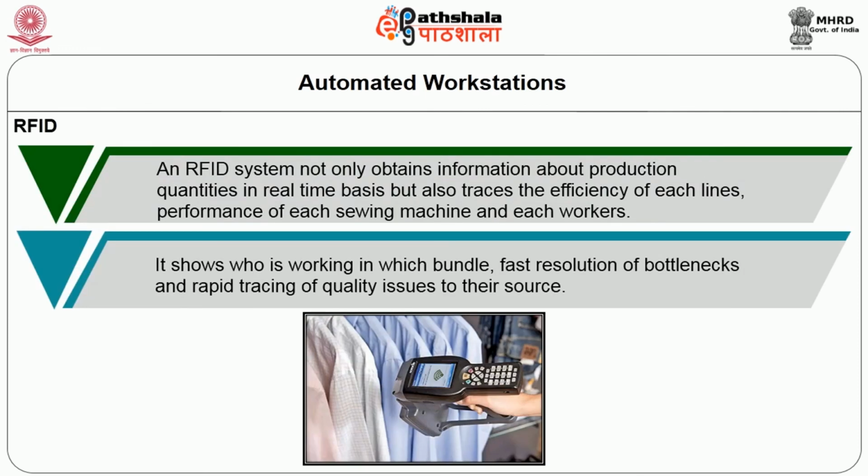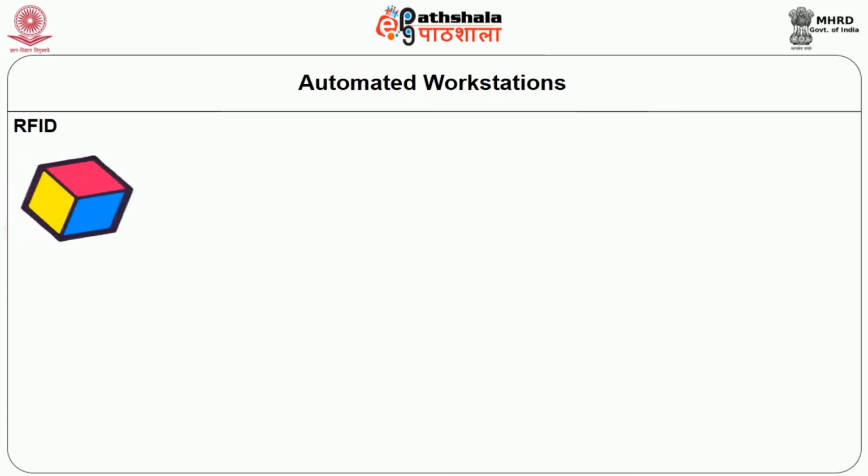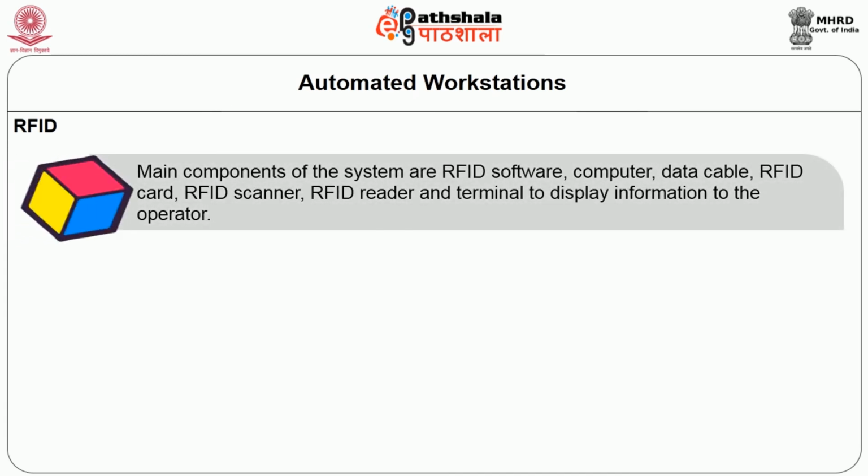An RFID system not only obtains information about production quantities in real-time basis, but also traces the efficiency of each line, performance of each sewing machine and each worker. It shows who is working in which bundle, a fast resolution of bottlenecks and rapid tracing of quality issues to their source. Main components of the system are RFID software, a computer, data cable, RFID card, RFID scanner, RFID reader and a terminal to display the information to the operator.